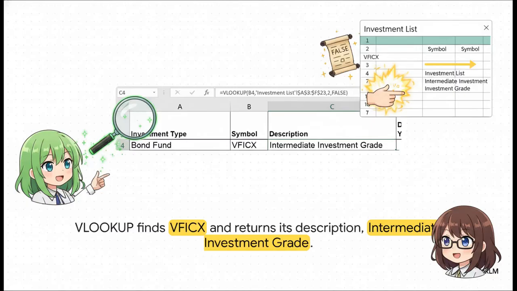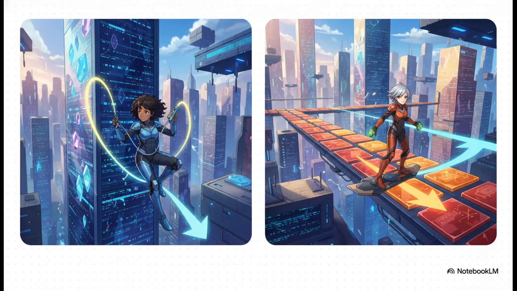Let's see this thing in action. So the formula is told to look for the code VFICX inside that investment list table. As soon as it finds a match in the first column, it jumps over to the second column to grab the description. The FALSE at the end makes sure it only accepts a 100% exact match. And boom, just like that, intermediate investment grade appears in the cell. So VLOOKUP is absolutely perfect for data that's set up in columns.